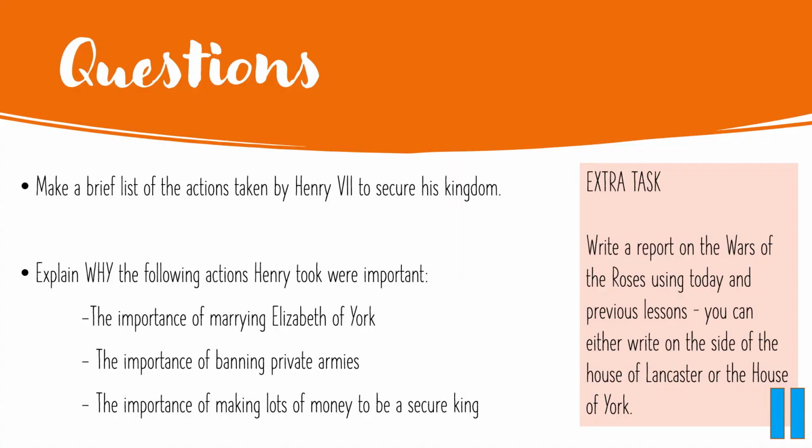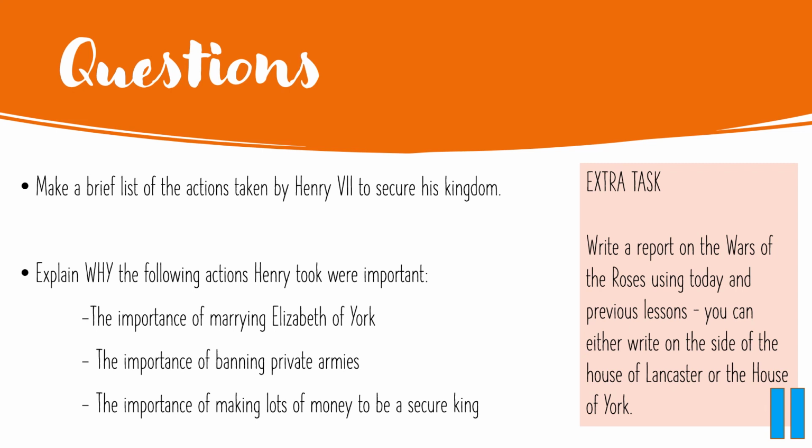So what I'd like to do is, using all this information, I'd like to have a go at the following tasks. So in a moment you can pause the video and you can have a go at writing these in your book or on your paper. So I would like to make a brief list of all the actions that Henry VII took to secure his kingdom. So what did he do to make sure that he would be a secure king and not risk another war?